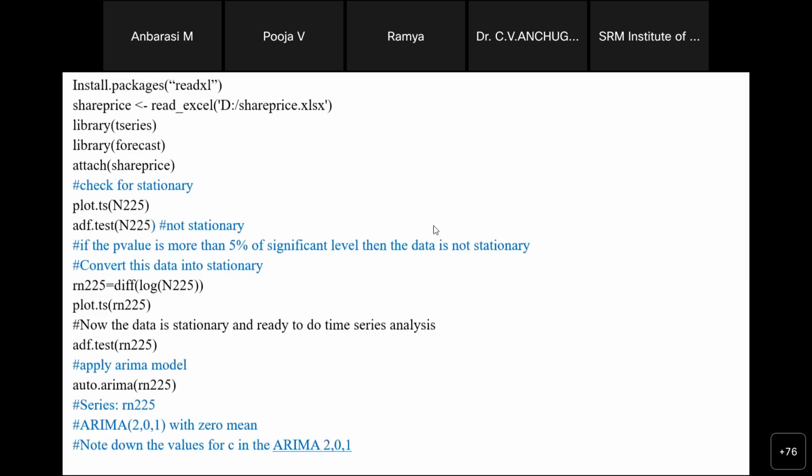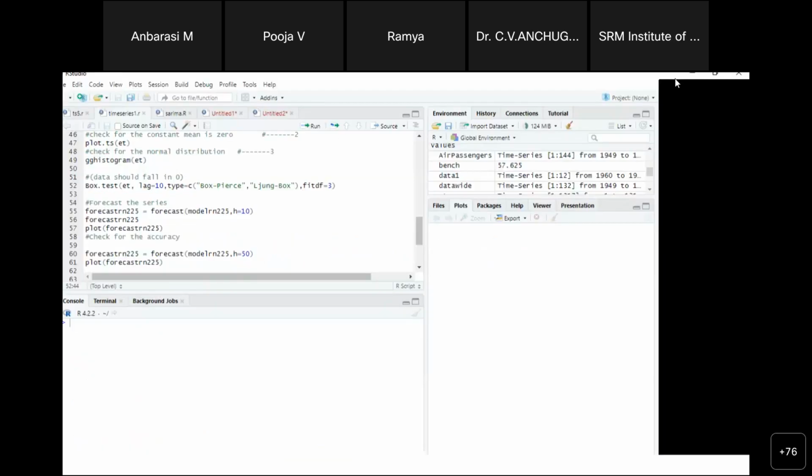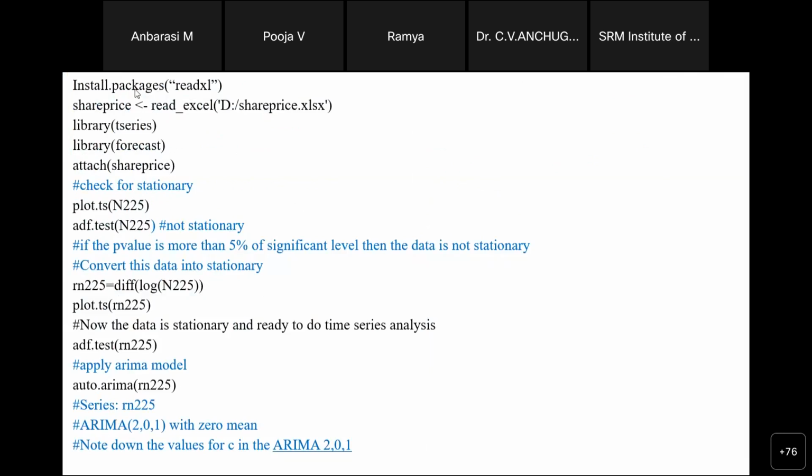We'll go for the implementation part. Now, is the screen visible? Am I audible?